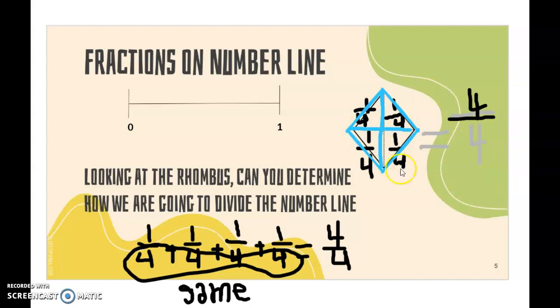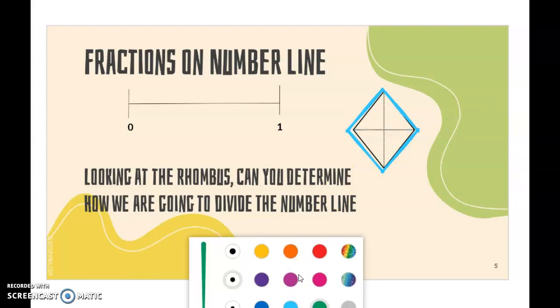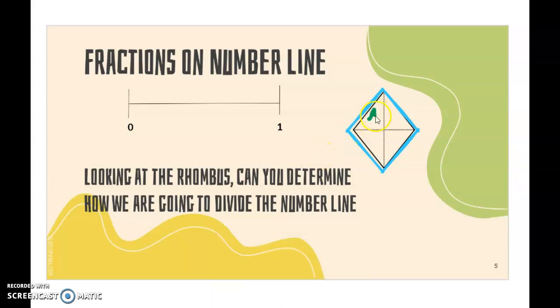So now I'm going to use this same rhombus to show another way that we can decompose unit fractions and also show how that represents part of the whole entire model. Okay, remember that our rhombus has been decomposed into 4 equal parts. So what I'm going to do, I am going to shade parts of my rhombus.